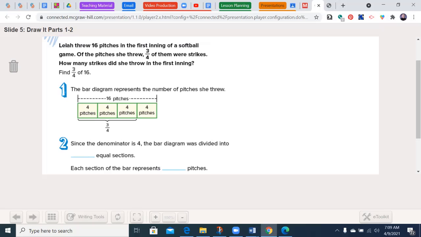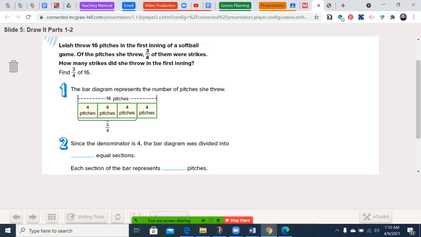So let's begin here on the draw it. And it says, Leah threw 16 pitches in the first inning of a softball game. Of the pitches she threw, 3/4 of them were strikes. How many strikes did she throw? So we're going to be multiplying 3/4 times 16. And in this case, we're going to do some multiplying, but by dividing first. What is 16 divided by 4? If you said 4, you are correct. And that's reflected here is 4 pitches, 4 pitches, 4 pitches, 4 pitches. So 4 groups of 4, total 16.